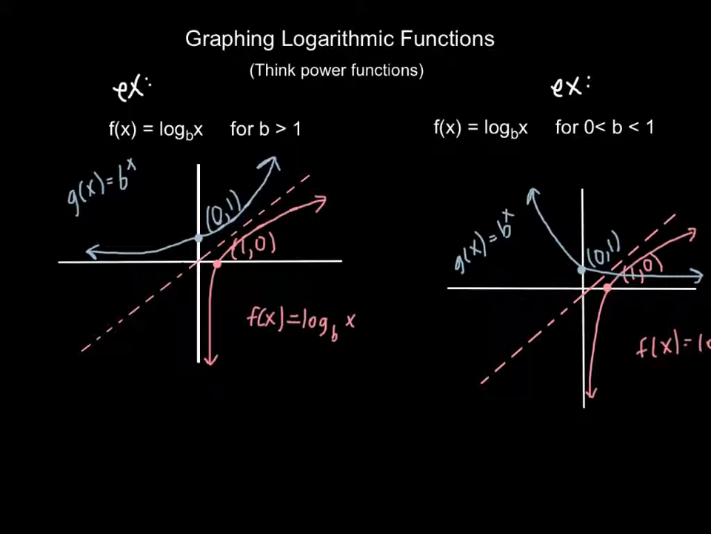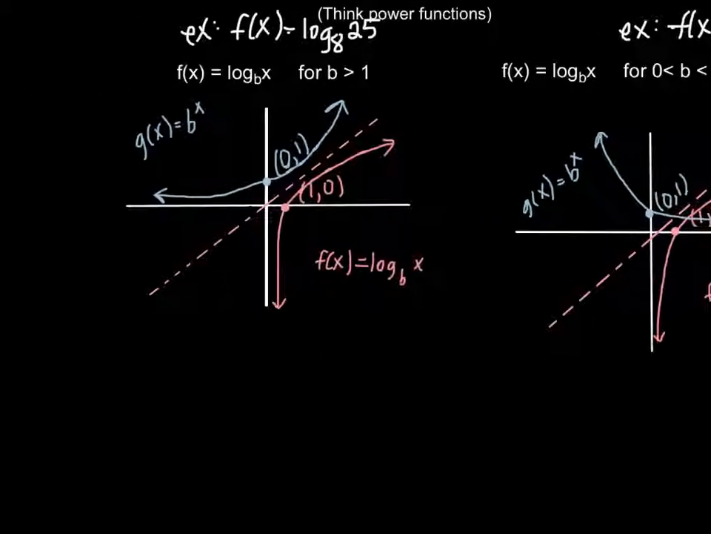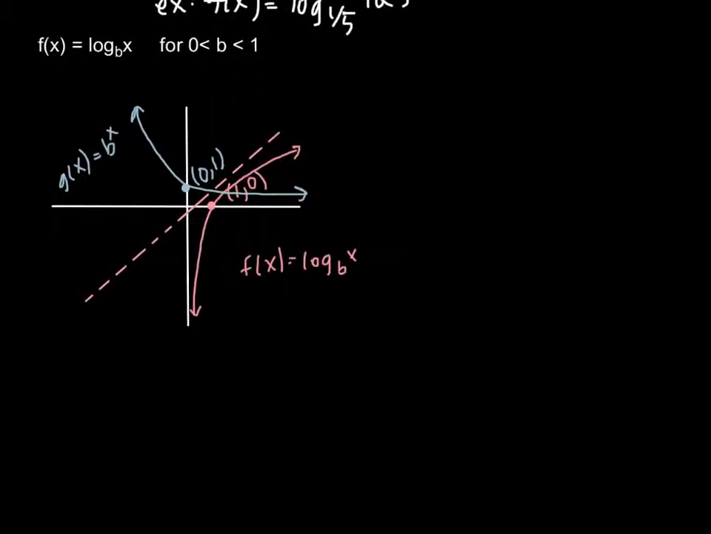For example, we could have f of x equals log base 8 of 25. On the right here, we have f of x equals log base b of x, but this time b is in between 0 and 1. So we could have f of x equals log base 1/5 of 125. We had this as an example before, and this is what its graph would look like. Instead of two graphs in a kind of hyperbola, we have this graph here and this here.